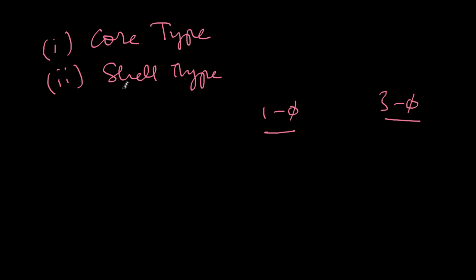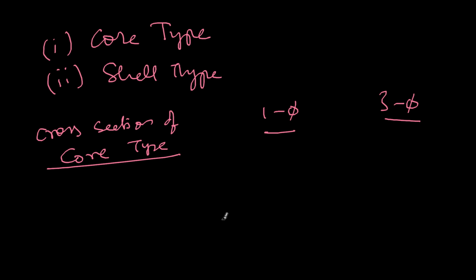But then what is this core type and shell type? In a core type transformer, what is the main difference, construction wise? The difference is that in core type transformer, the coils encircle the core. The core is at the center, and the coils are around it. So, as I showed before, let me draw that as a cross section of core type.